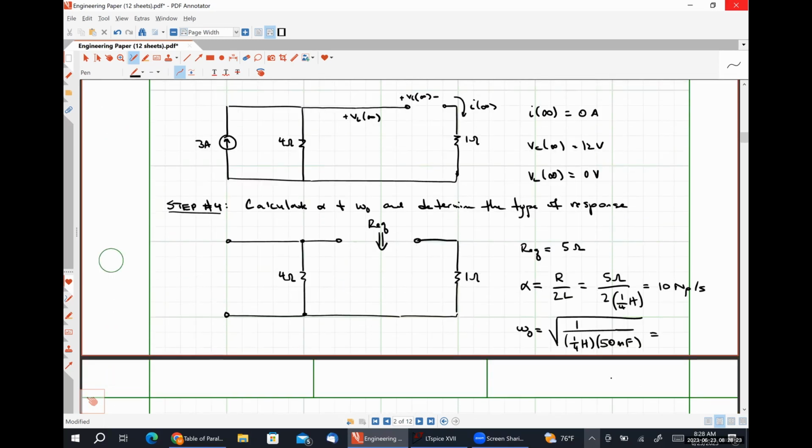So let me redo this. All right, so when I put this as 50 millifarads, I get 8.944 and some change. This is going to be in radians per second. And just for the sake of argument, I'm going to store this in my calculator as, I think, D for right now.